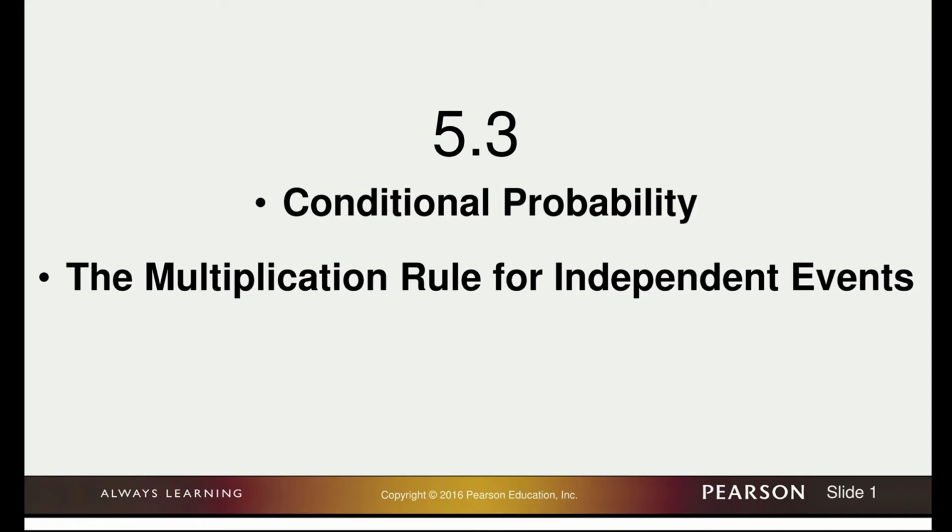Hello everyone. In our last video, we learned some probability rules that had to do with dealing with one event or another event, and we called it the addition rule. We also learned the complement rule. In this video, we're going to learn a couple more important probability rules. One has to do with what's called conditional probability, and the other one is the multiplication rule for independent events.